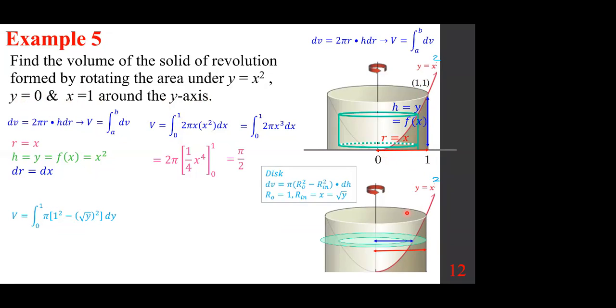And now we simplify this to 1 and this one to y, so pi remains. 1 simply gives you y, and minus y gives you minus 1/2 y squared. And if you plug in 1, you get 1 minus 1/2, which is 1/2, and 0 just doesn't do you any good, gives you 0. So it gives you the same answer, pi over 2.